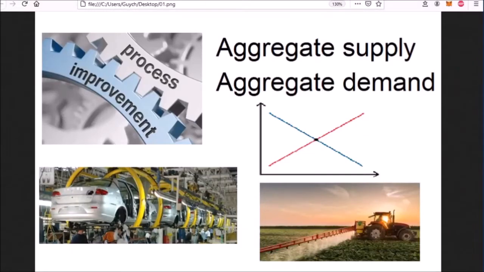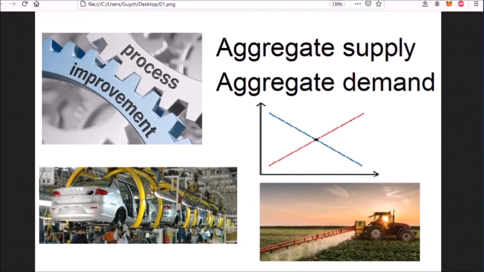Hello. One of the most important models in economics, particularly in macroeconomics, is the model of aggregate supply, aggregate demand, or ASAD model. Hence, it's high time we discuss this model.